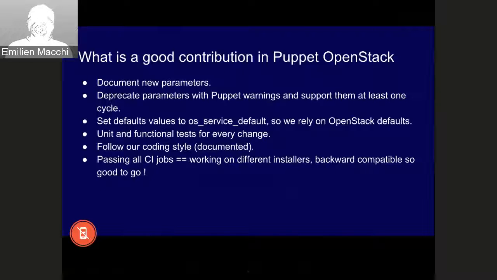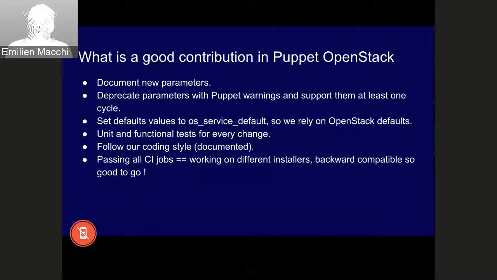Okay, so like I said before, maybe you already did, or maybe you are going to, but it's probable you are going to do your first contribution in Puppet OpenStack. This slide is just to make sure that you understand how we like to write the Puppet modules. So obviously you have to document all the new parameters. If you want, for example, to create a new parameter for Nova, because something has been implemented in the last cycle, you want to add it in the Puppet Nova module, you need to add some documentation. If you are dropping a parameter, you need to deprecate it correctly with a Puppet warning, and you have to support the parameter for at least one cycle.